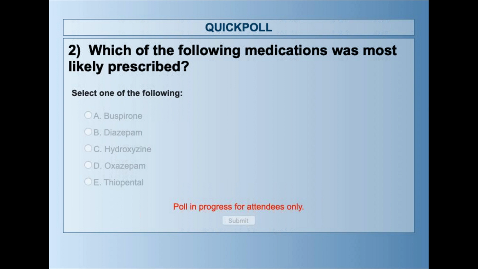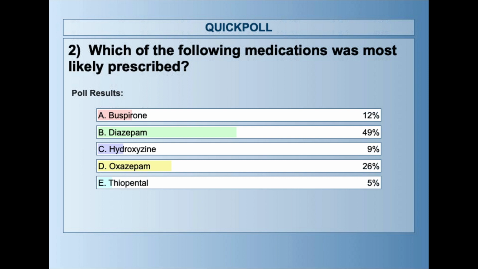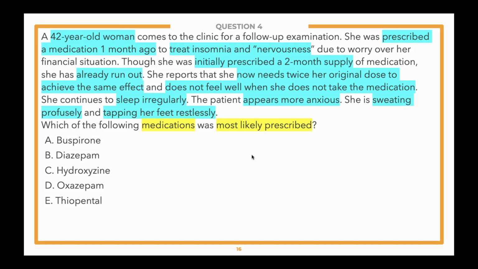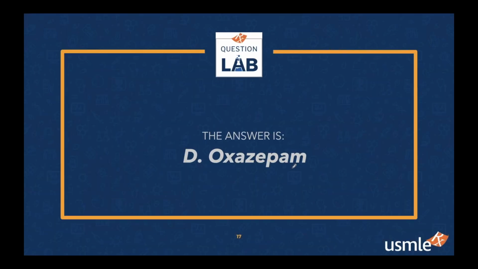All right, a few more seconds here. Let's go ahead and take a look and see what all of you selected. 49% of you selected diazepam, and in distant second place was oxazepam with 26%. So let's take a look and see what the correct answer is. And the correct answer is D, oxazepam, and 26% of you got it right. So another challenging question, but don't worry, let me hand it off to Paris and he'll give us the explanations.